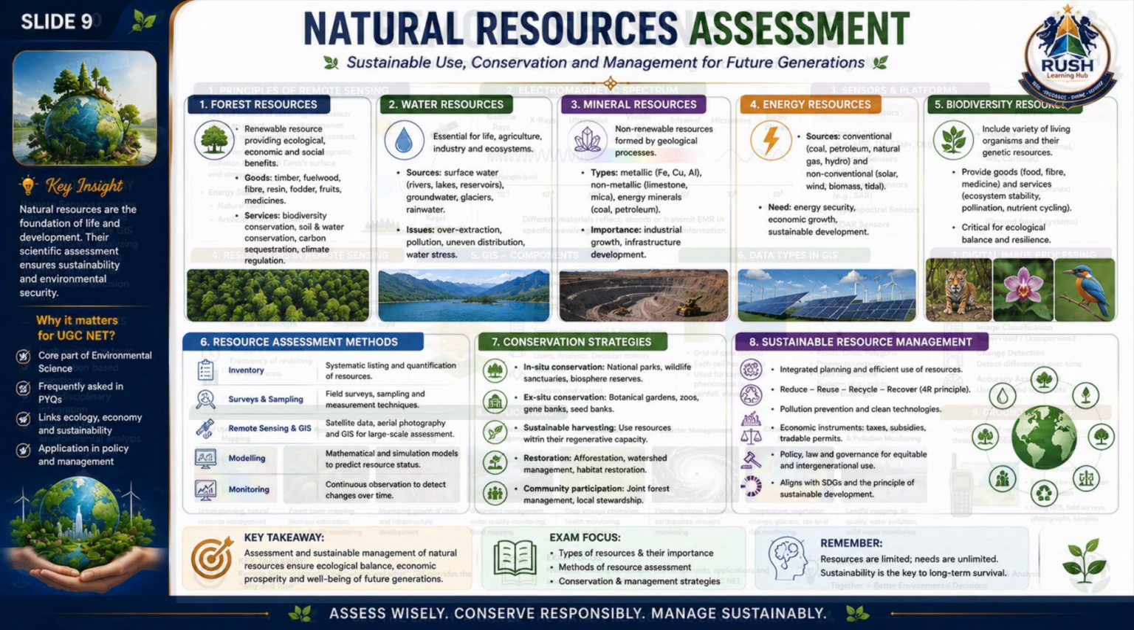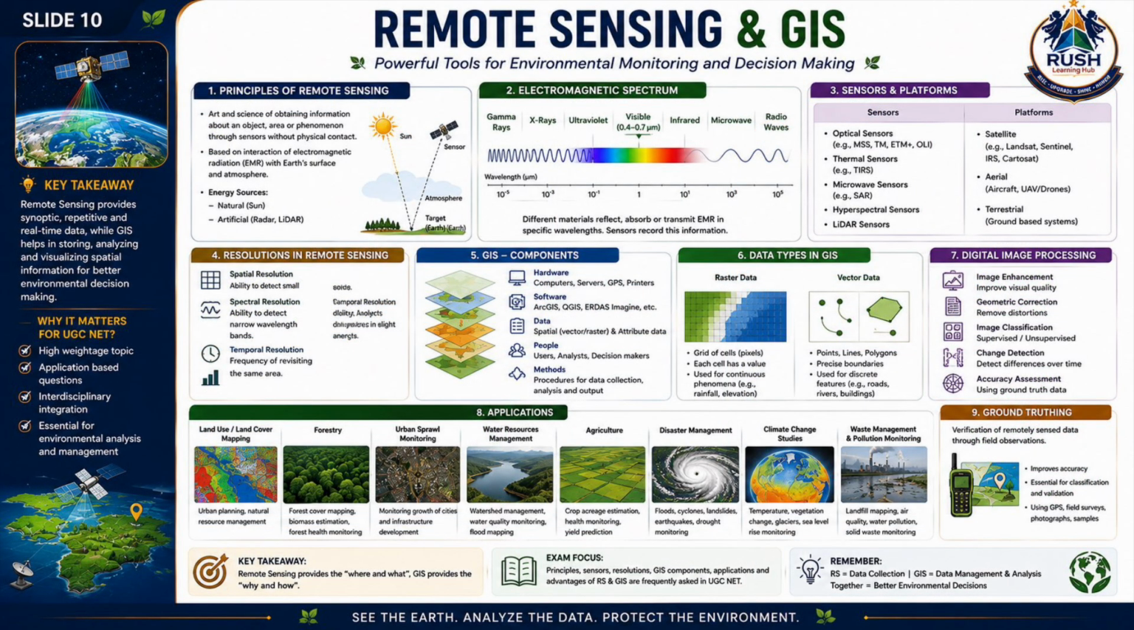In this section, we will study remote sensing and geographic information systems, commonly known as GIS. These are among the most important tools used in modern environmental science for data collection, monitoring, analysis, planning, and decision-making. Let us begin with remote sensing.